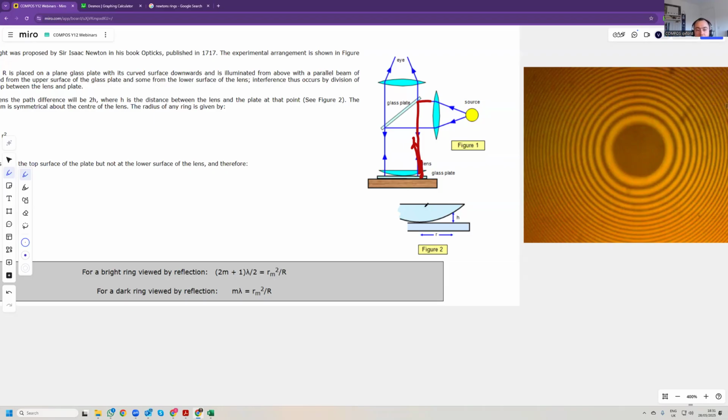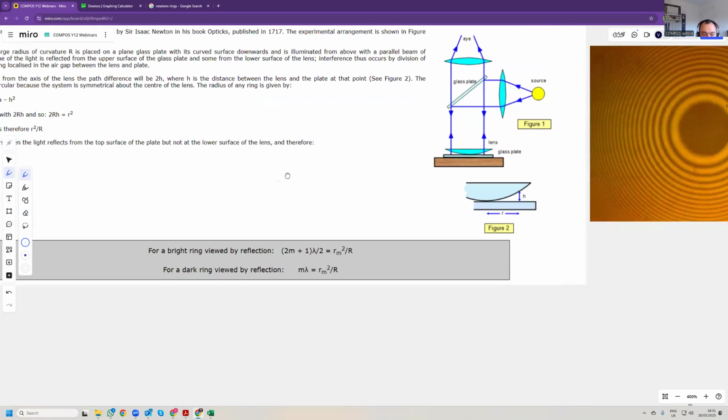The curvature is very slight. Yes, the radius of curvature is very slight, so you don't notice that the reflection is in a slightly different direction. If you're wondering why the light ray comes in and doesn't reflect that way, it's because the curvature is made to look bigger than it actually is. So you have light reflecting from the lower surface of the lens and the glass plate, and these two rays interfere.